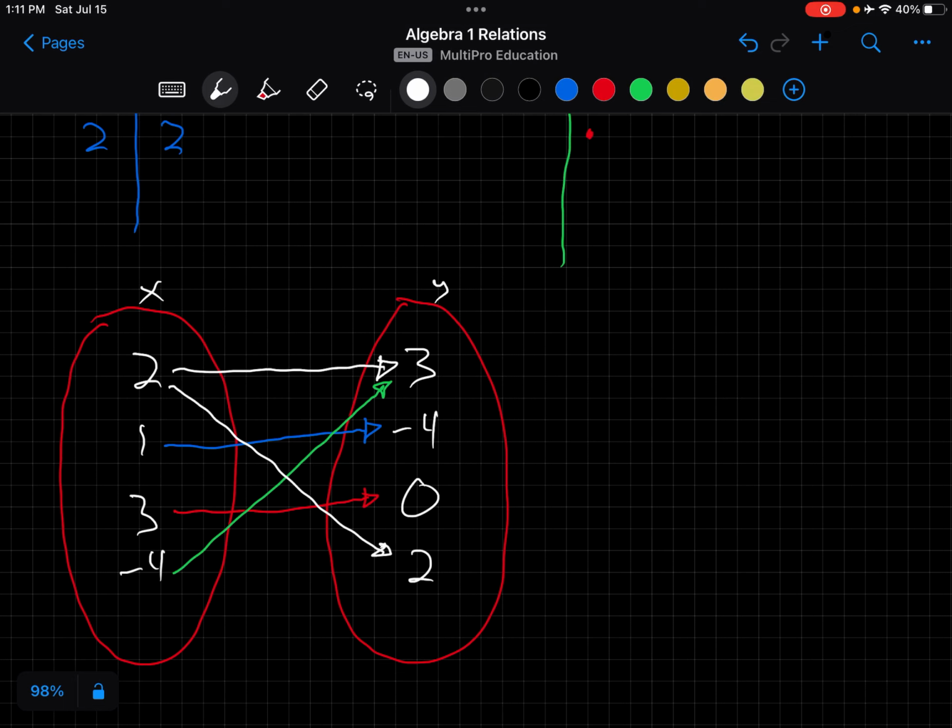Great job. We just did mapping. It's that simple. Great job.